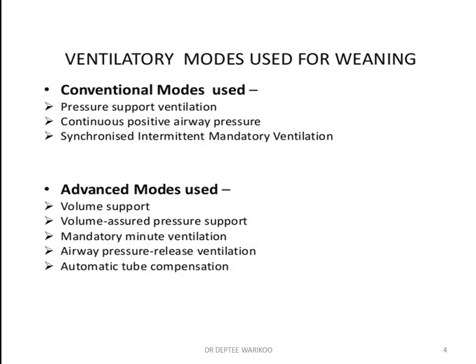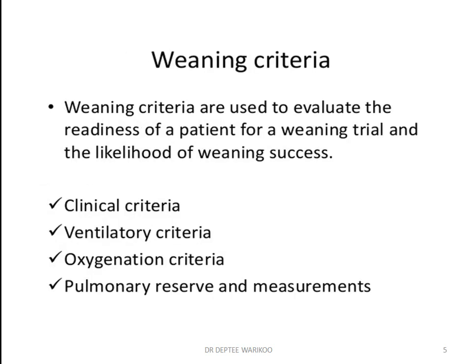First of all, let us see what are the ventilator modes which are used for weaning. First is the conventional mode, in which we use pressure support ventilation, continuous positive airway pressure, synchronized intermittent mandatory ventilation. Then there are advanced modes, in which we use volume support, volume assured pressure support, mandatory minute ventilation, airway pressure release ventilation and automatic tube compensation.